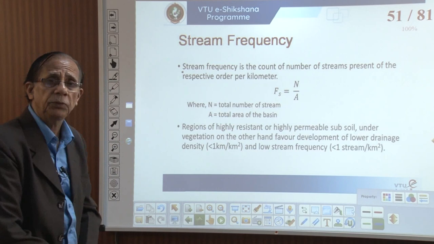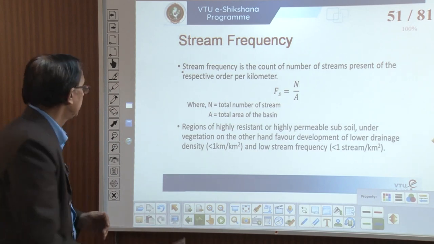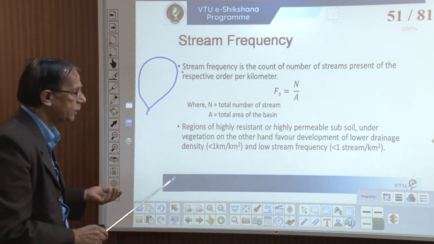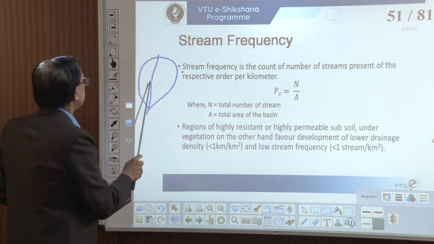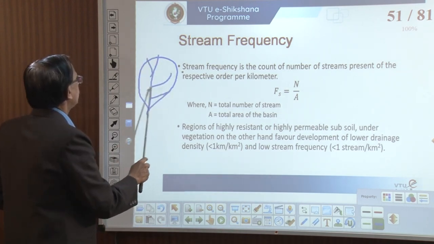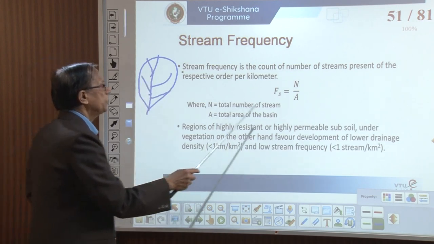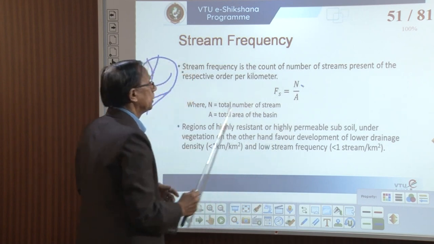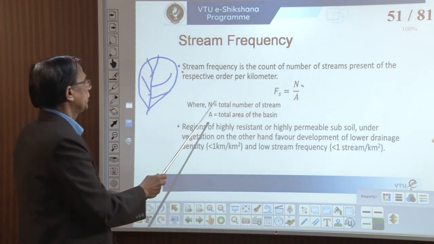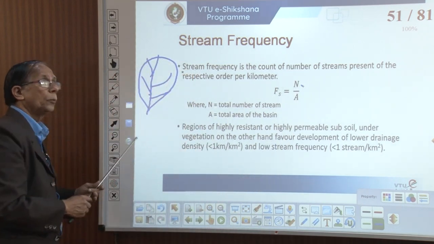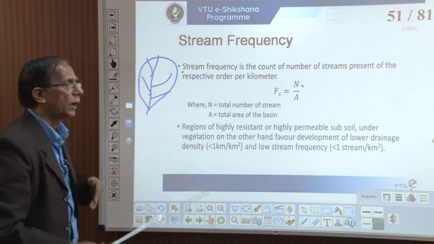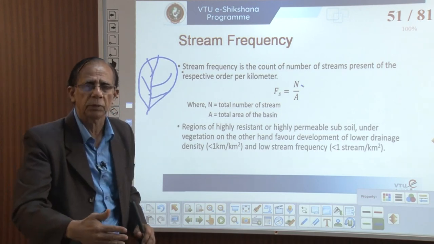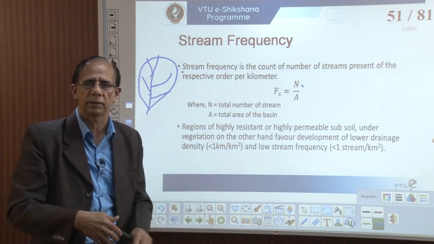Yes, stream frequency is another parameter. It is in all respects similar to the drainage density. It is the number of streams per unit area. If the number of streams per unit area is high, number of streams divided by area, that determines the stream frequency. More frequency means well-developed drainage system and there is easy flow of water, no chance of much percolation, no chance of flooding like that.